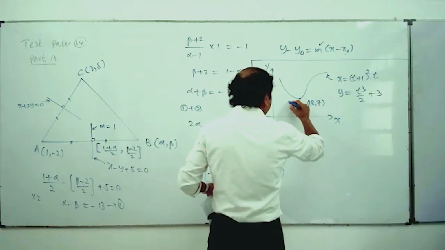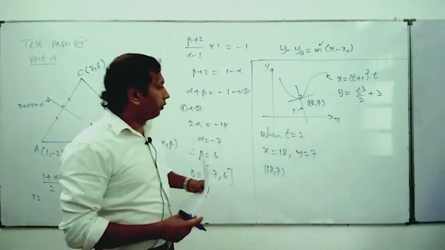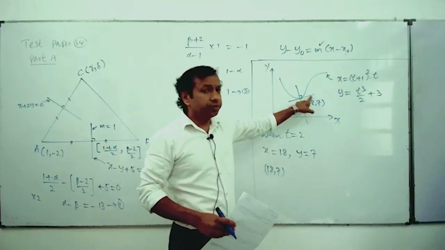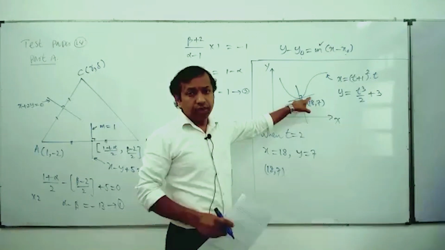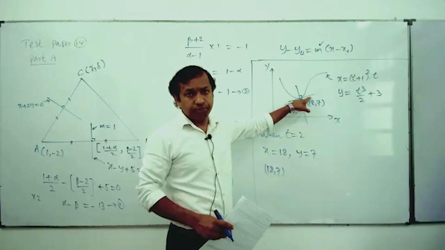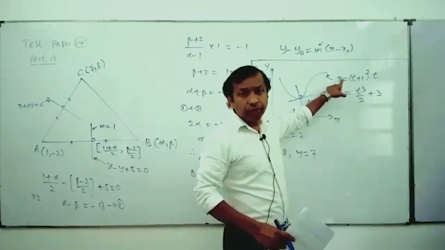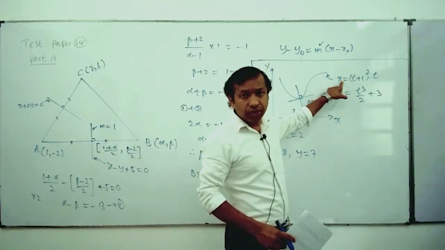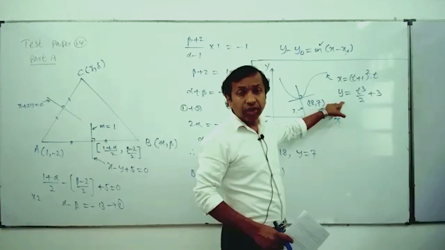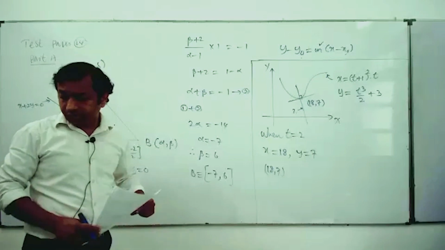Suppose that point is here. At this point, the tangent is this, and the perpendicular is this. This is the one we need to find. First of all, we'll find the gradient of the tangent, which means dy by dx. To get dy by dx, we differentiate relative to t. Then we get dx over dt and dy over dt. Thereby, using the chain rule, you can find dy by dx. That's the next step you have to do.